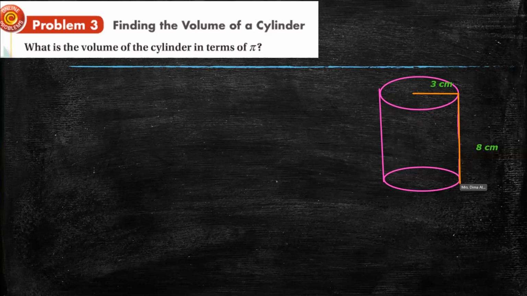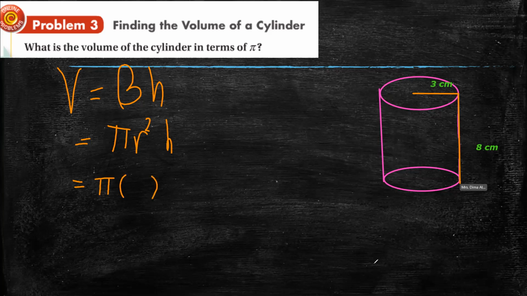Let's find now the volume of the cylinder. We say that the volume is B times H. Since the base here is a circle, we say pi r squared times H. Pi, now where's the radius here? 3 squared is 9. It's 3 squared times, where's the height? 8. 9 times 8 is 72. So the volume of the cylinder here is 72 pi with the unit cubic centimeters.